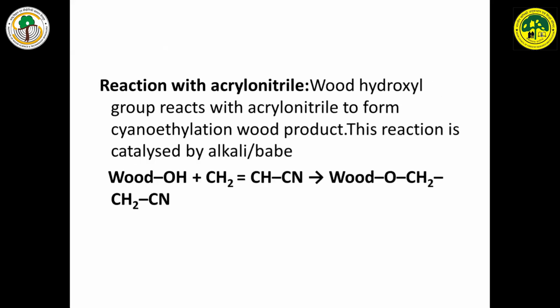Next, reaction with acrylonitrile. Acrylonitrile is a major component in the polymer industry. Here the wood hydroxyl group combines with acrylonitrile and produces the cyanoethylation product. So cyanoethylation takes place, producing an ether on one side, and the other side is bonded to a cyano group.